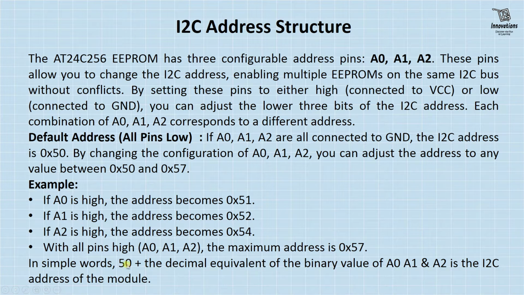In simple words, 50 plus the decimal equivalent of the binary value of A0, A1 and A2 is the I2C address of the module. That means if A0 is high, the value becomes 001, the decimal equivalent of which is 1. So 50 plus 1 equals 51. Now if A1 is high, then what is the binary value? That is 010. That is equivalent to decimal 2. So that becomes 50 plus 2 equals 52. In this way we calculate the address.